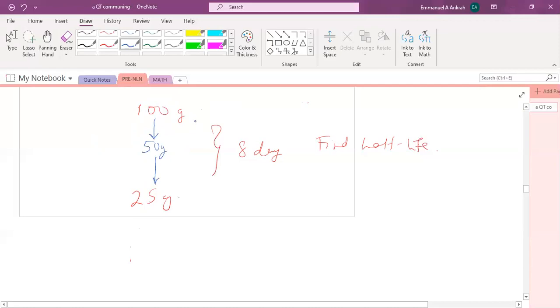Now the whole of this is 8 days. So if we take 8 days, that means I have to split this into two parts. So I divide the 8 by 2. So we should get 4 days. So it means that the half-life here is 4 days, and another 4 days to get to 25. So it has a half-life of 4 days. So it should be B, half-life of 4 days.